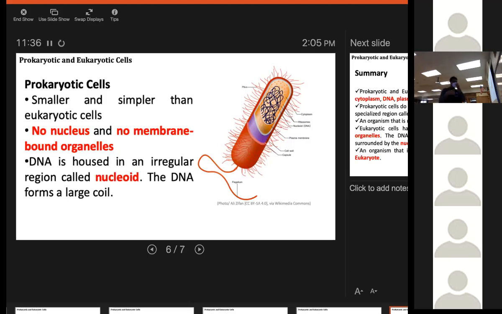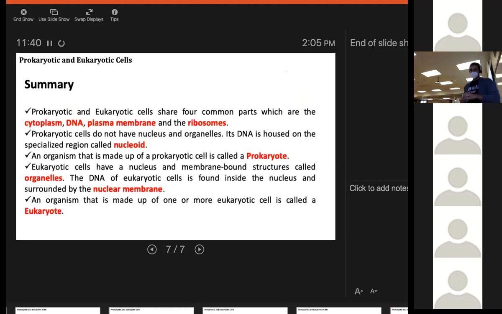Okay, so this is a summary. Prokaryotic and eukaryotic cells share four common parts, which are cytoplasm, DNA, plasma membrane, which is the same as the cell membrane, they mean the same thing, and ribosomes. Prokaryotic cells do not have a nucleus or organelles, and the DNA is just floating in the cytoplasm.